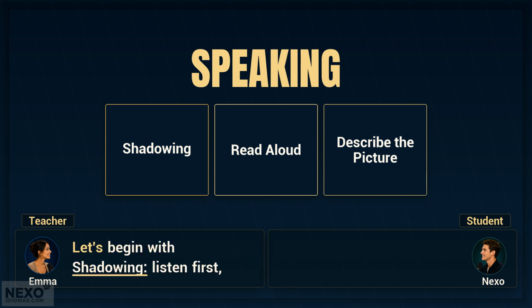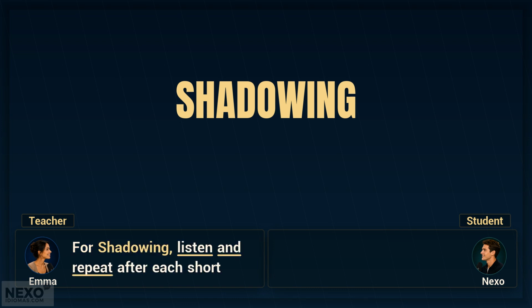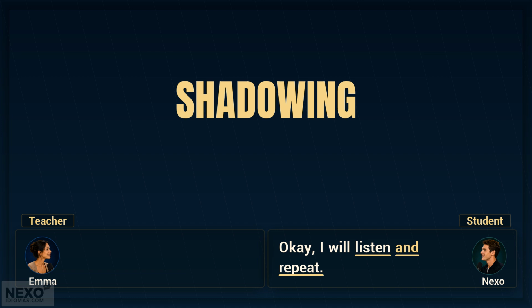Exactly. Let's begin with shadowing. Listen first, then repeat. Shadowing. For shadowing, listen and repeat after each short phrase. Copy the rhythm and keep it simple. Okay, I will listen and repeat. Good. We start now.